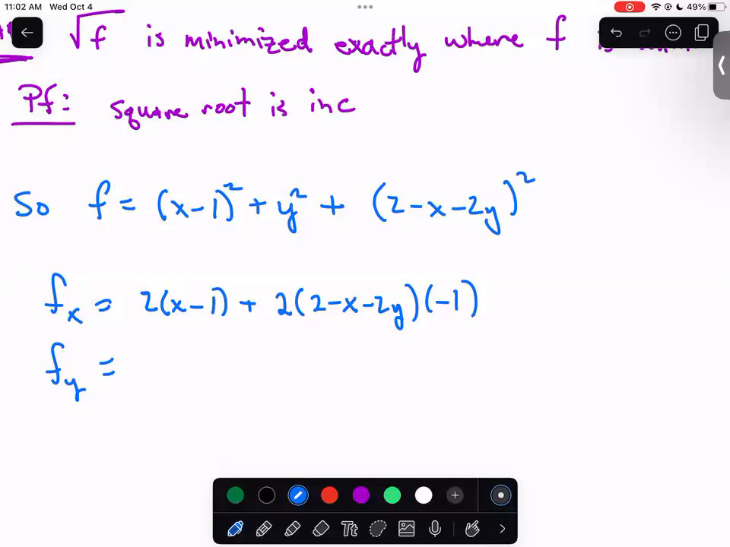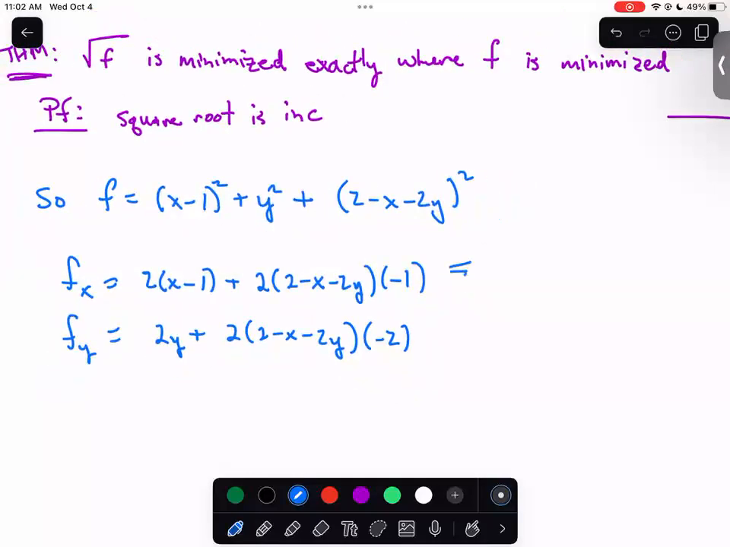Partial derivative with respect to y. I'm going to have 0 plus 2y plus, again, bring this down, reduce my power by 1, multiply by the derivative of the inside. The derivative of negative 2y is negative 2. All right. Again, these are polynomials. There's no division, no square roots, no logarithms, right? There's no place to make this undefined. So my only hope is that both of these are equal to 0. So finding critical points is when both of these are equal to 0.